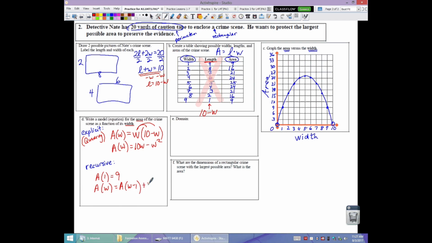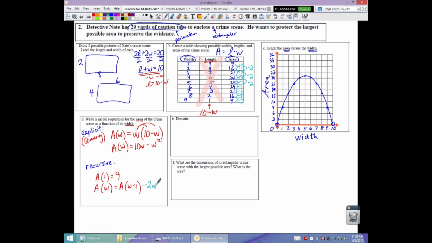Now, I need the second difference here. So I don't even have first differences on my table. I need to go back here and identify those. So this went up 7, up 5, up 3, 1, down 3, down 5, and down 7. So those second differences are minus 2. So the first thing I am going to put after my A of W minus 1 would be minus 2W.